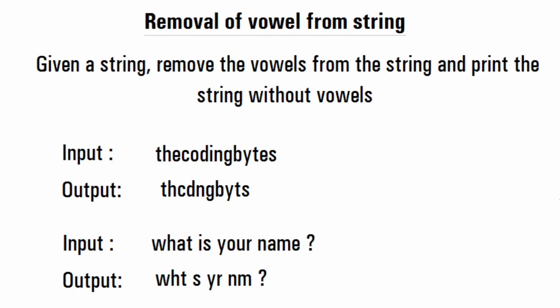This is our today's question. The question is removal of vowels from a string. You are given a string and you have to remove all the vowels from the string and print a new string without the vowels. As you can see in the sample input, we have an input "the coding bytes", and in the output you can see all the vowels get removed.